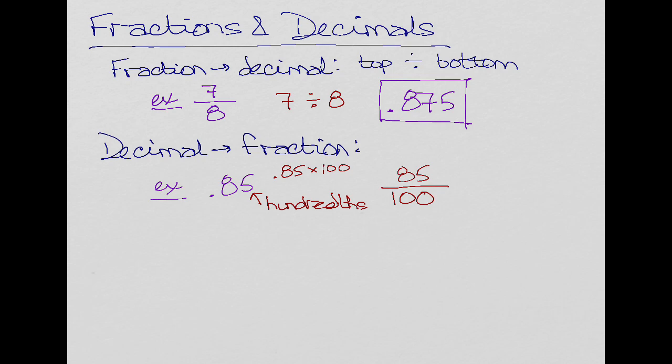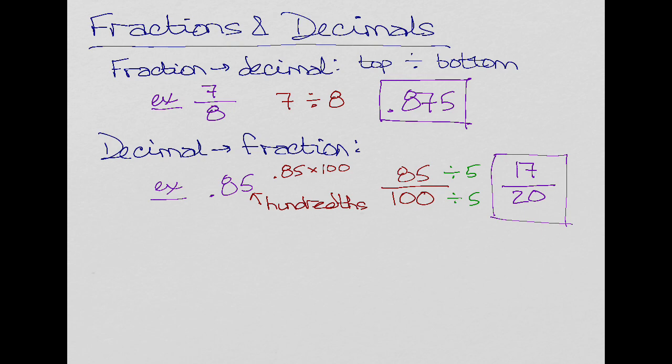I'm going to notice 85 ends in 5, 100 ends in 0, so I can divide each of them by 5. 85 divided by 5 is 17. And if you can do that in your head, that's great. And if you need your calculator, that's why you have a calculator. 100 divided by 5 is 20. There's nothing that divides evenly into both 17 and 20, so I'm finished. 0.85, the decimal, is equivalent to, is the same as 17 over 20 in fraction form.